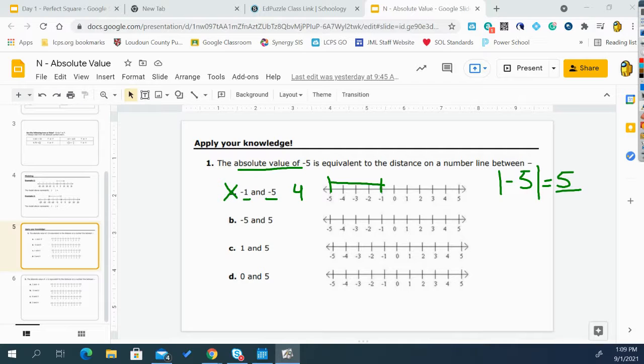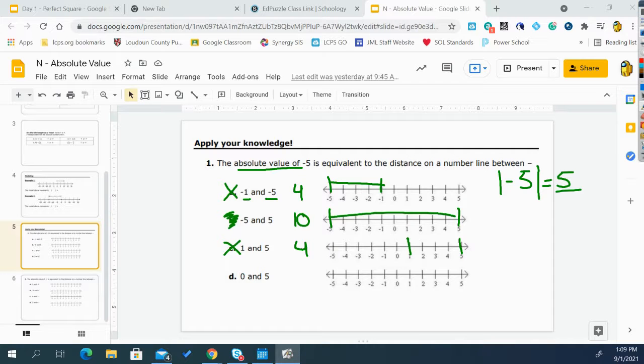If we look at B, it says negative 5 and 5. If I go and count how far away they are from each other, they are 10 away. So it can't be B either. We're looking for 5 away. C says 1 and 5. Well, if we count 1, 2, 3, 4, that's another answer that's only 4 away. So it can't be that one.